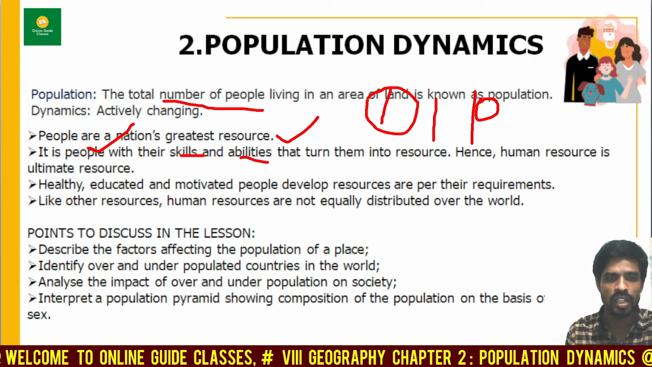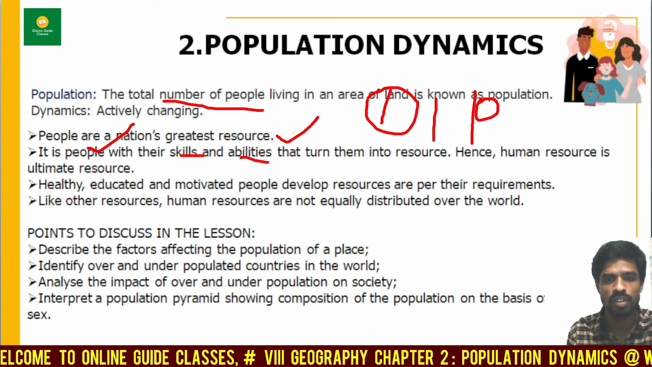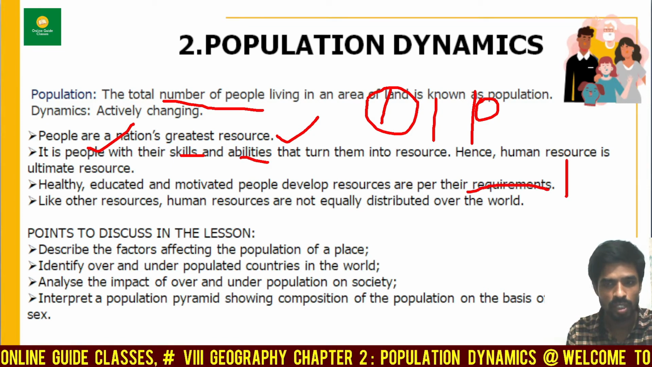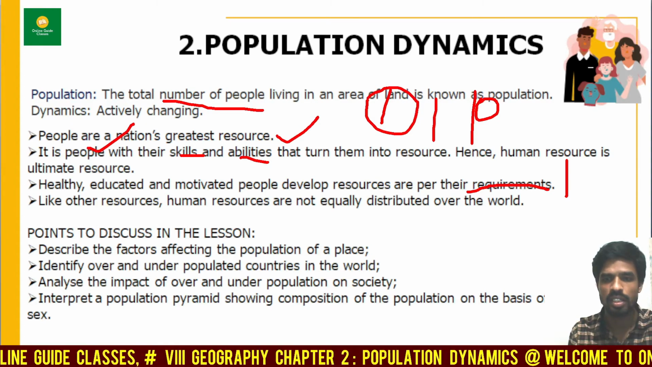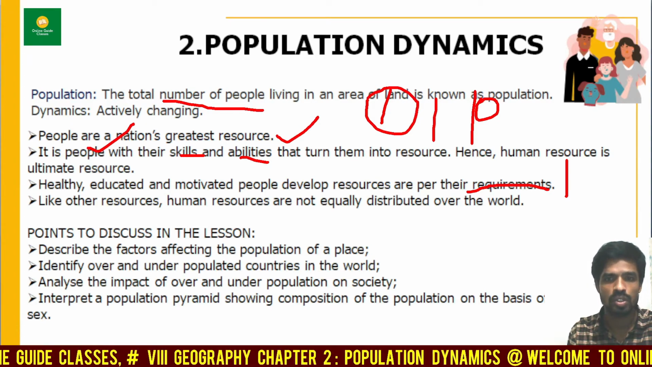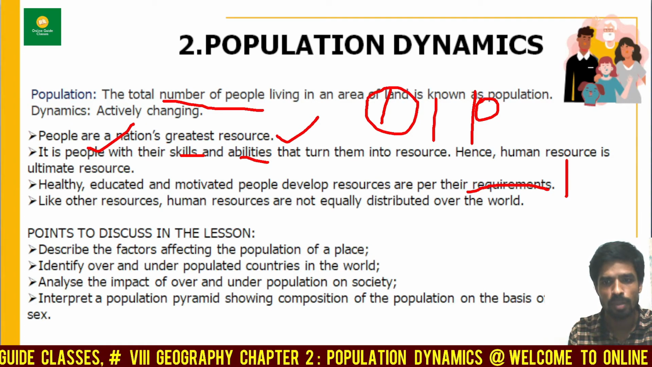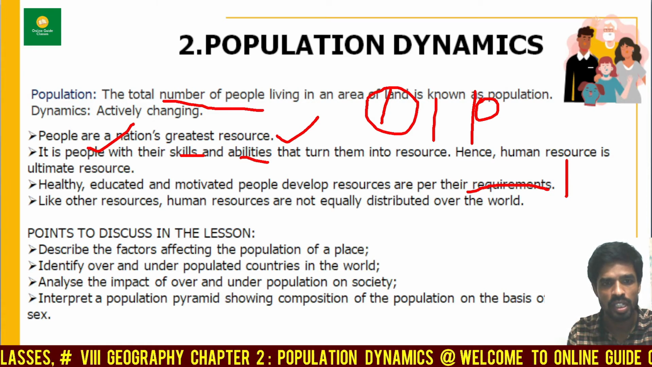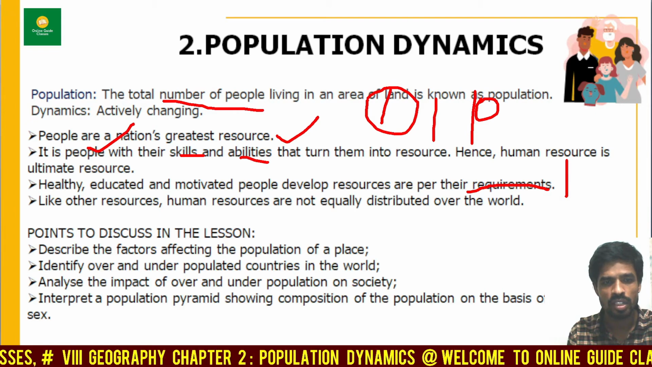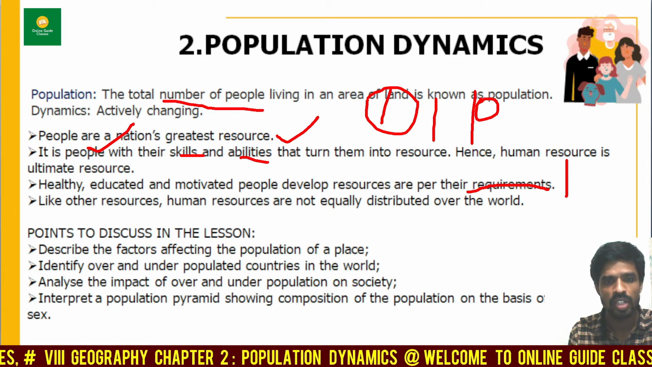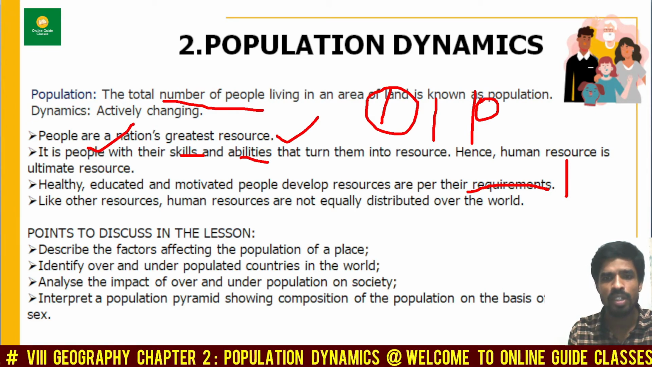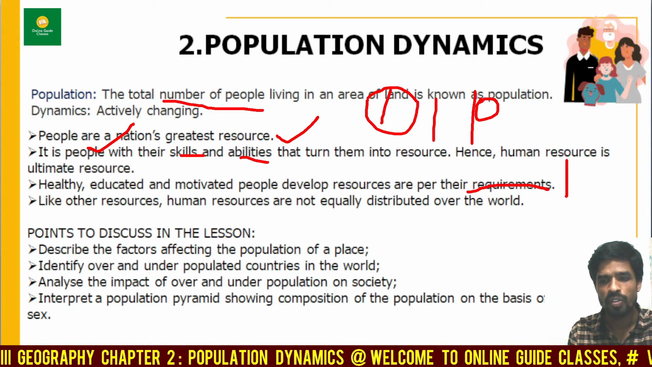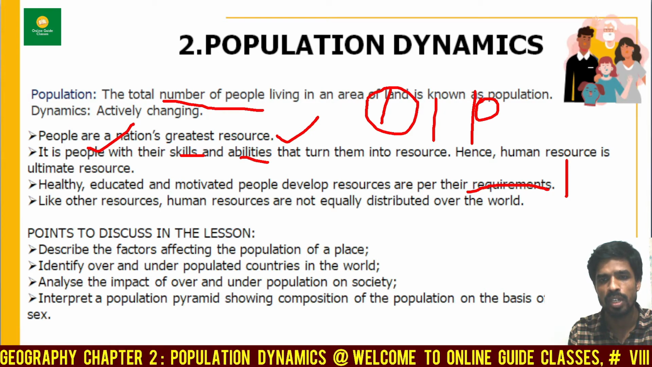So healthy, educated and motivated people develop resources as per their requirements. Now, there are so many small scale industries, large scale industries, cottage industries. According to the requirements of the common person and according to his ability, in the sense wealth, education and motivation, they are developing and using the natural resources for the development of necessary resources for humanity.